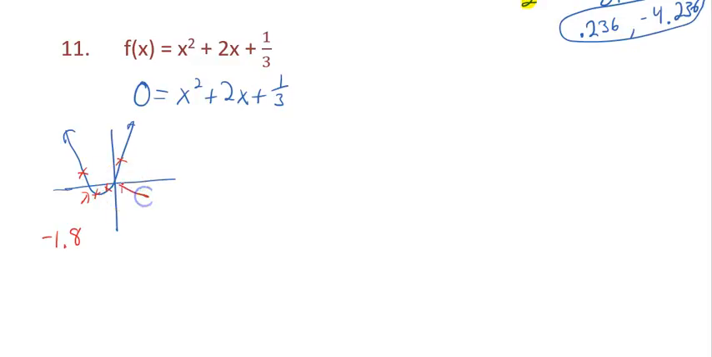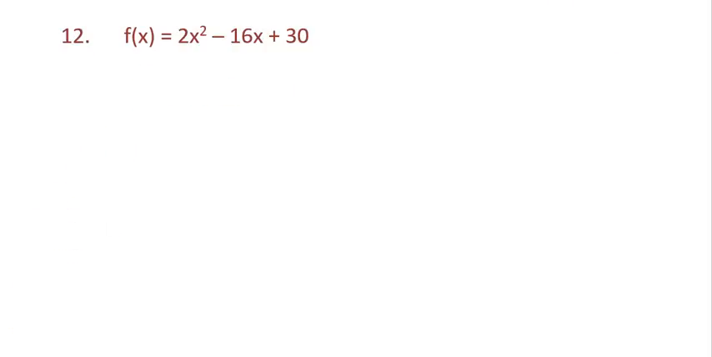And so that's not crossing at 0. It's actually crossing at negative 0.18. So here are two answers. Negative 1.8 and negative 0.18 are the answers for number 11. Okay, 12 and 13 are good ones for you to try on your own. So if you want to pause, you can, and try those on your own.